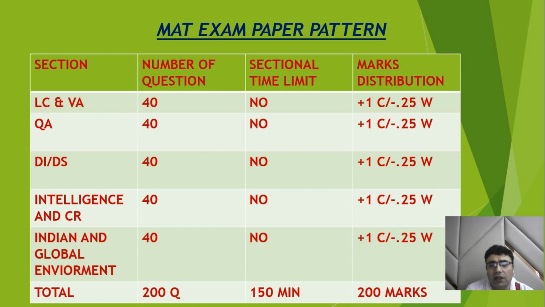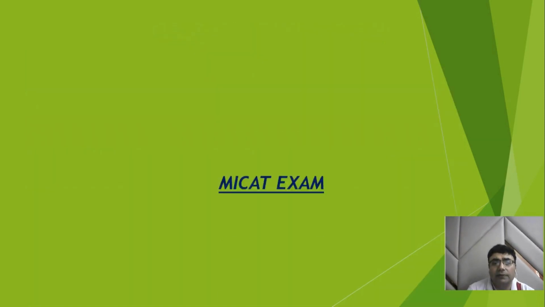40 questions are asked in this section, no section time limit, +1 is awarded for each correct and -2 points for each wrong answer. The last section that appears is Indian and global environment. 40 questions are asked in this section, no section time limit, and the marks distribution remains the same, +1 for each correct answer and -2 points for each wrong answer. So in total 200 questions are asked in a time span of 150 minutes, and a total of 200 marks is awarded.